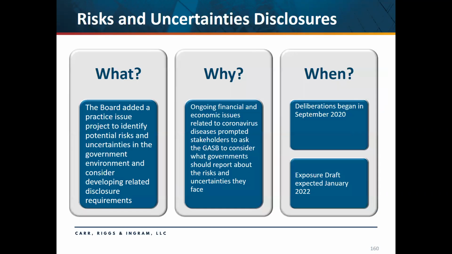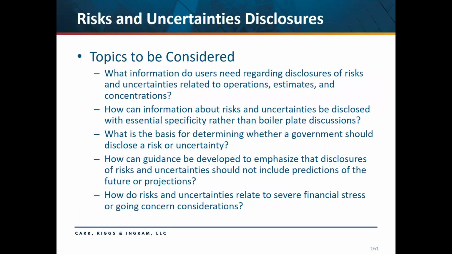Risk and uncertainties disclosures. So really any sort of ongoing financial economic issues related to coronavirus disease prompted stakeholders to ask the GASB to consider what government should report about the risks and uncertainties they face. So really, when do we need to say, is there a going concern consideration? Is there some sort of emphasis that we need to disclose? Are there concerns related to operations, estimates, any sort of concentrations? And that's what they're trying to give some guidance as to what these risks and uncertainties look for.